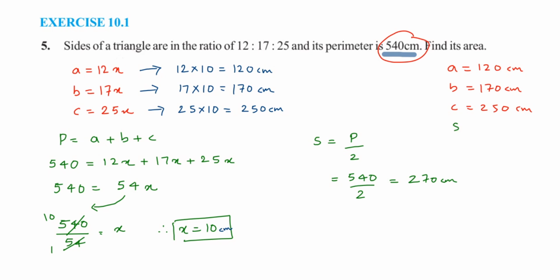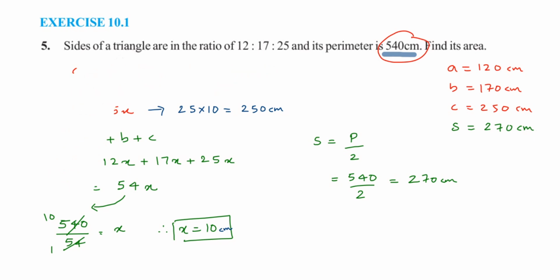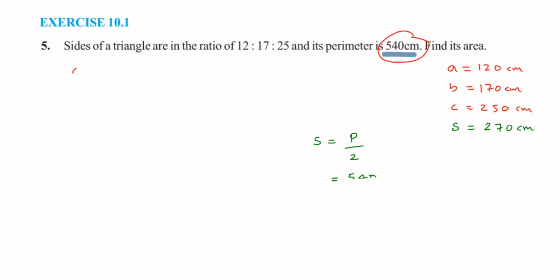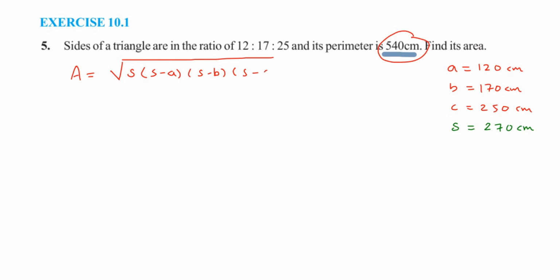So the S value I'm writing here is 270 centimeters. Now we know all the things we require to find the area. Now let me erase this part. Now we'll use Heron's formula, substitute the values and get the answer. So Heron's formula: area is the square root of S times (S minus A), (S minus B) and (S minus C), where A, B, C are the three sides.